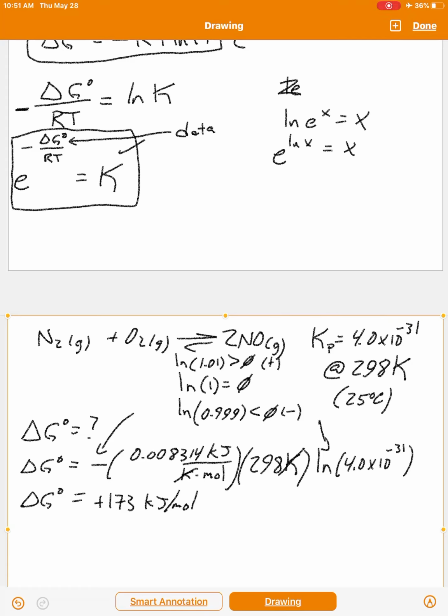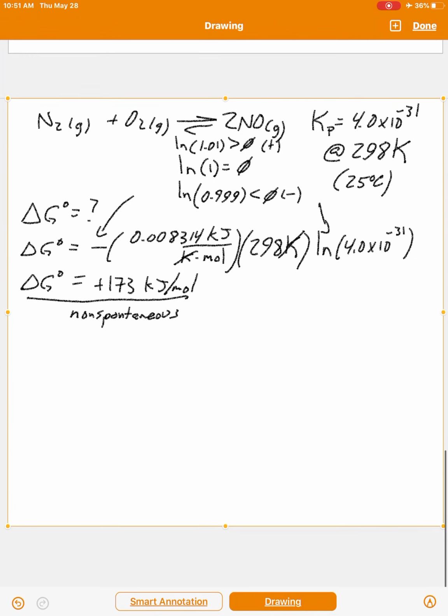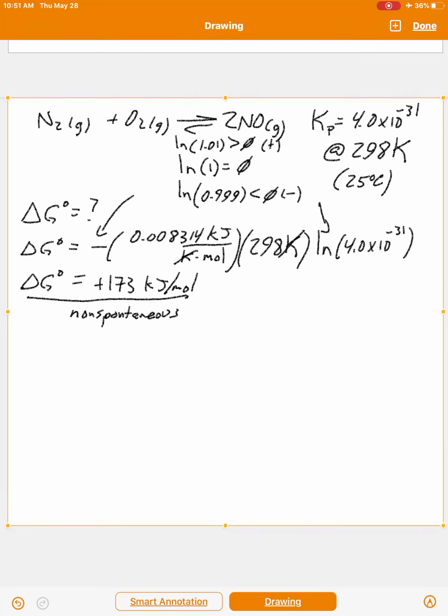So what that tells us is that under standard conditions, this reaction is non-spontaneous, right? By quite a bit, 173 kilojoules per mole. In order for it to be spontaneous, delta G would have to be negative under these conditions. So we can tell from the equilibrium constant whether something is spontaneous or not.